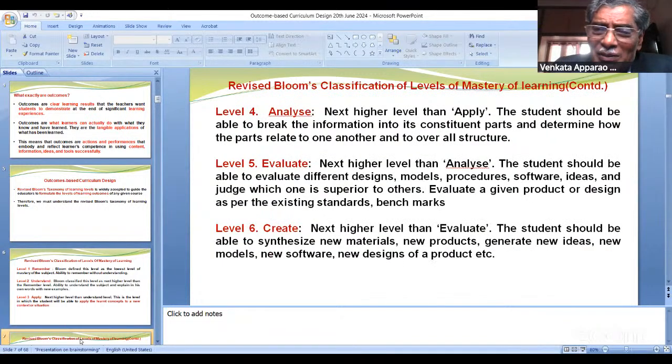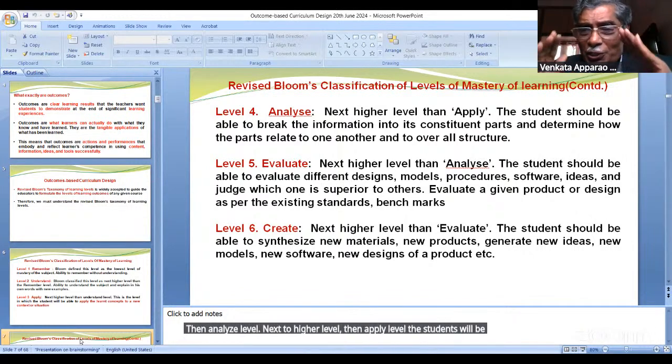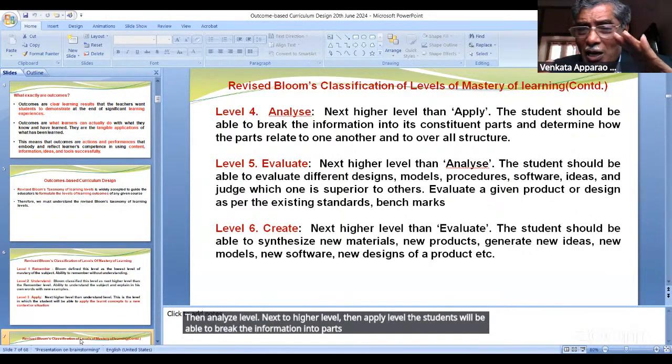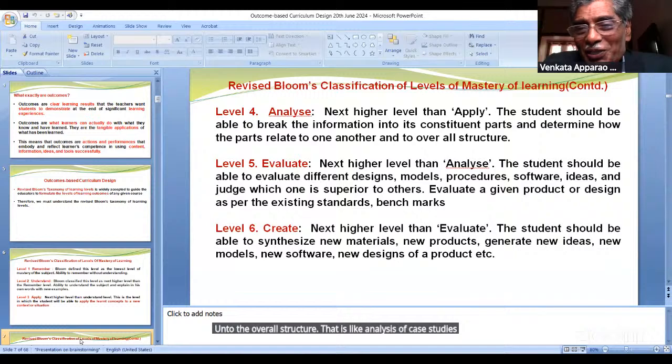Then analyze level, the next higher level than apply level. The students will be able to break the information into parts and determine how the parts relate to one another and to the overall structure. That is like analysis of case studies, interpretation of the results, analyzing the results. All that comes under analyze level.